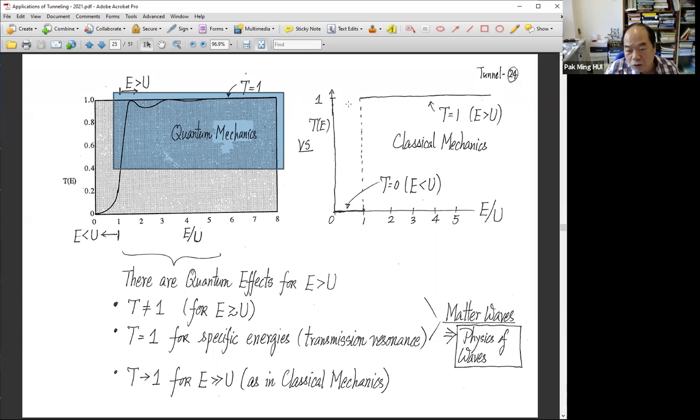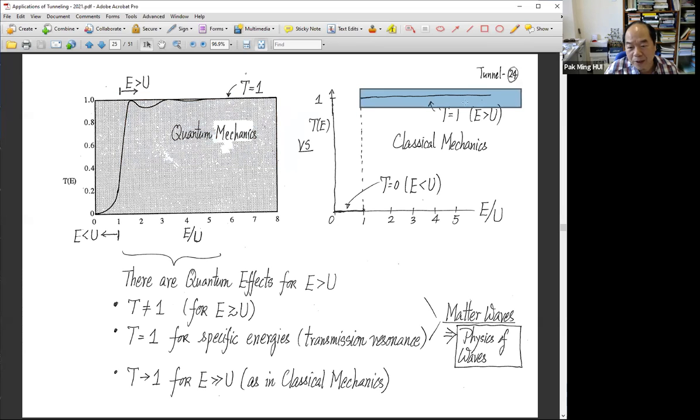Now this should be contrasted with the classical mechanics situation. You have a step function, okay? Only when the energy is well above the barrier is the transmission 1, and therefore it goes with the classical behavior.